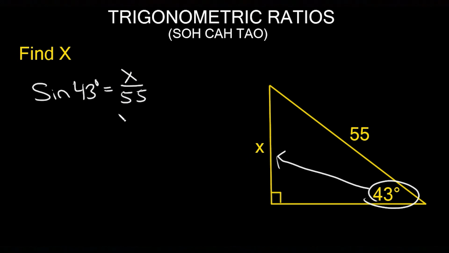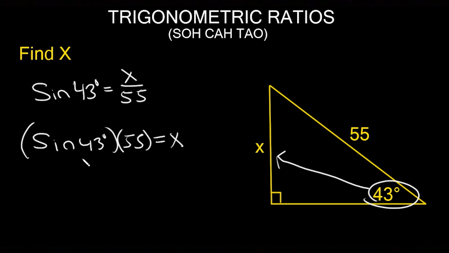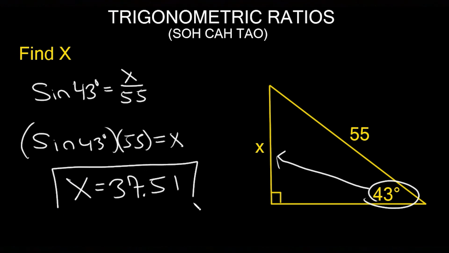So to solve it, I'm going to do sine of 43 degrees, and I'm going to have to multiply this by 55. And that is going to give me x. So in your calculator, you want to do sine of 43 degrees times 55. Just make sure you are in degrees when you do this problem. So sine of 43 degrees, okay, and then multiplied by 55, you should get 37.51. So x is equal to 37.51, and I just went ahead and rounded it to the nearest hundredth, okay? We're going to leave it like that. Okay, so there's x. All right, let's try another example.